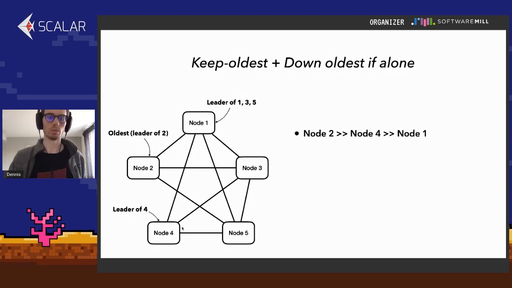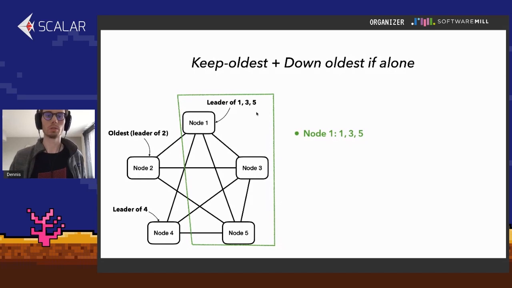And for node 4, there's a preference for node 4 over node 1. So in this case, we actually have 3 leaders in the cluster, so 3 points where decisions are taken, or where the action is taken on node 2 going down. And node 2 is the oldest node in the cluster. So let's start from the point of view of the leader on node 1. They can only reach, from what they think, nodes 1, 3, and 5.